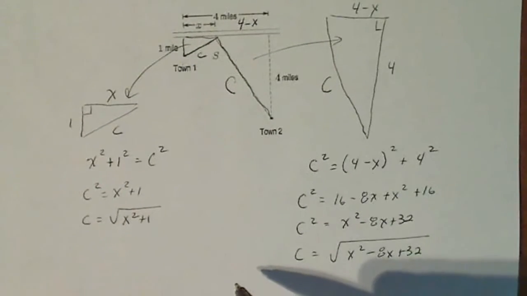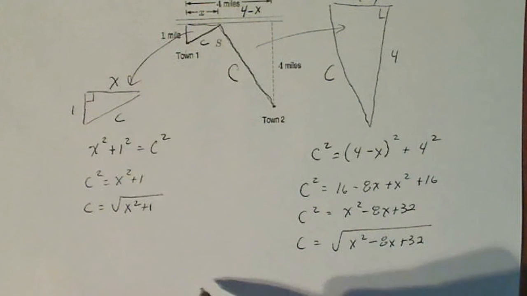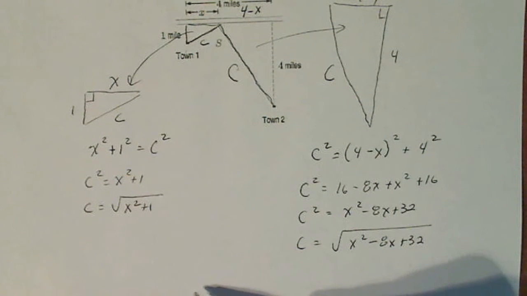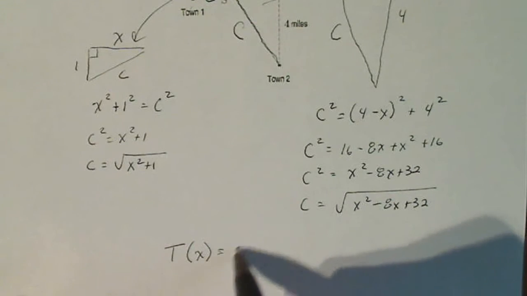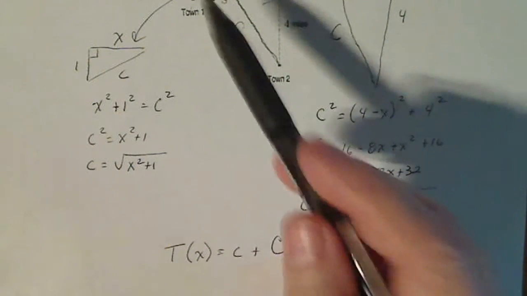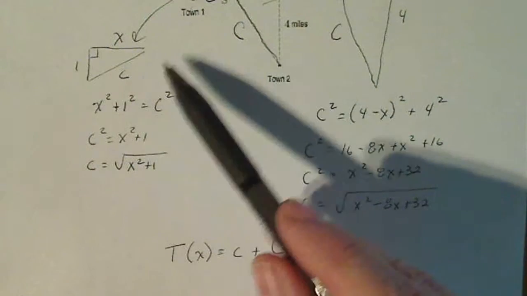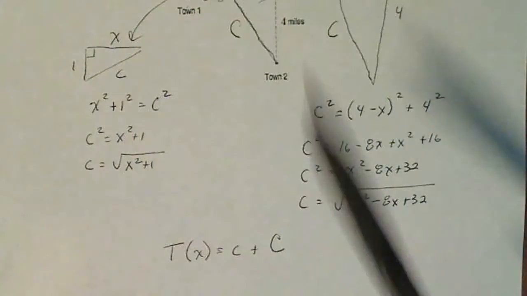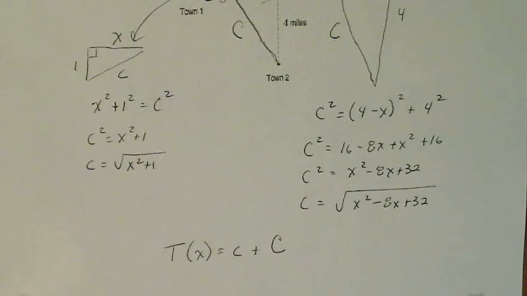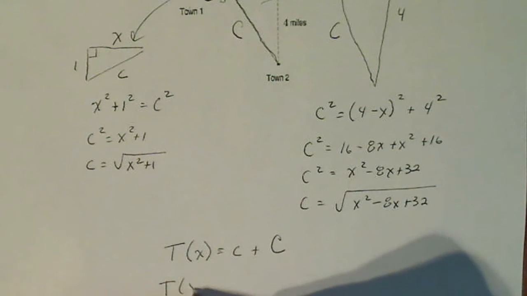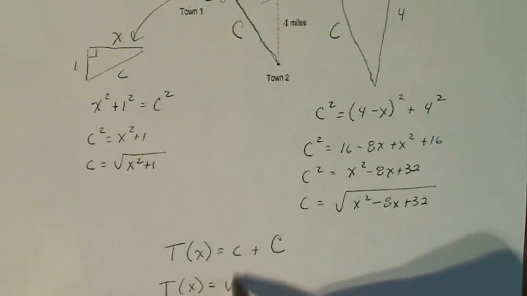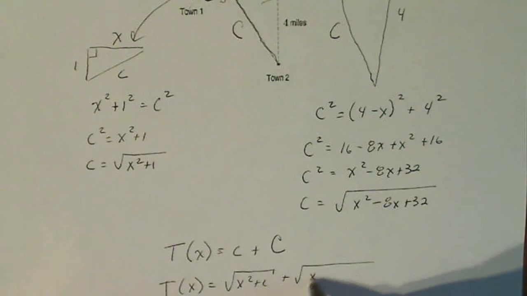So if I consider my function that I'm going to minimize, so this is total distance, let's say, so total as a function of x is going to be little c plus big C. So the length of little c plus the length of big C is the total sum of the pipe in terms of x. To minimize that function will give you the minimum pipe that is needed. So this is going to be the square root of x squared plus 1 plus the square root of x squared minus 8x plus 32.